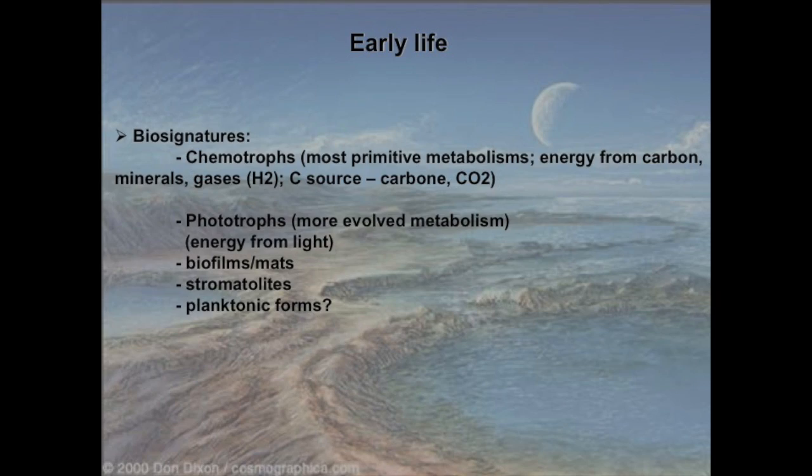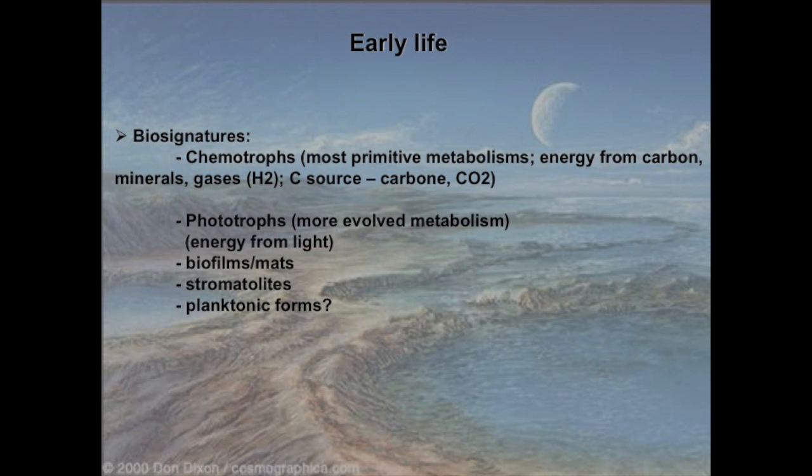But then we also see evidence for phototrophs. As I mentioned before, phototrophs have a more evolved metabolism. They probably appeared on Earth later than the chemotrophs. They obtain their energy from light. They form biofilms and mats, stromatolites, these three-dimensional structures, and they can also be found in the planktonic, in the water column, in the upper layers of the water column. They need light, so they form only where there is sufficient light. And these are the main organisms.